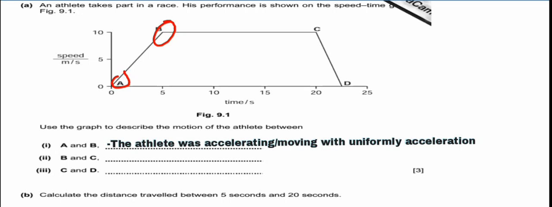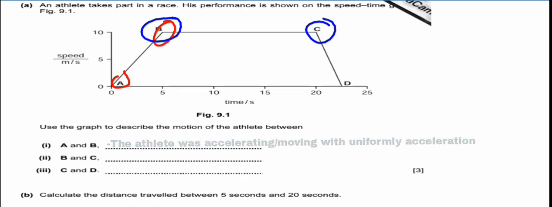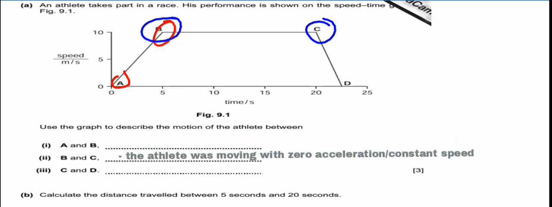Then Roman numeral number 2, B and C. What was happening from B up to C? So from B up to C, the athlete was moving with zero acceleration, or we can say constant speed. Meaning if an object is moving with constant speed, it is going to have zero acceleration.